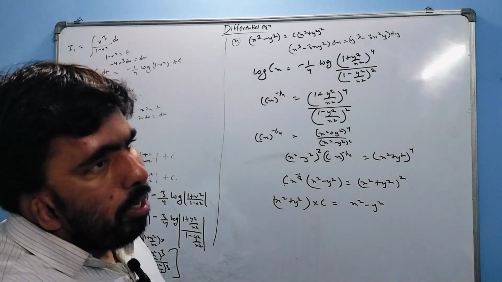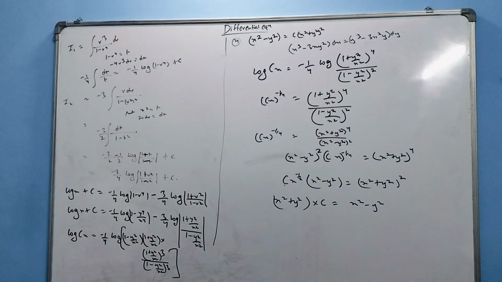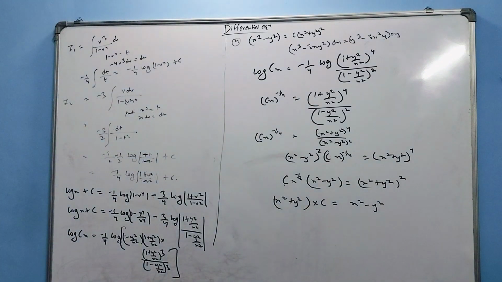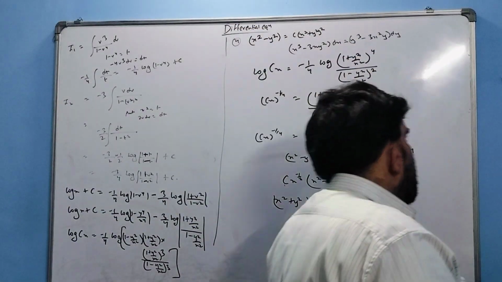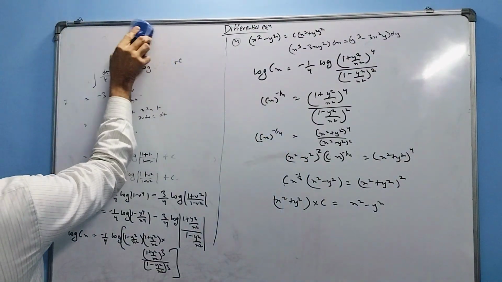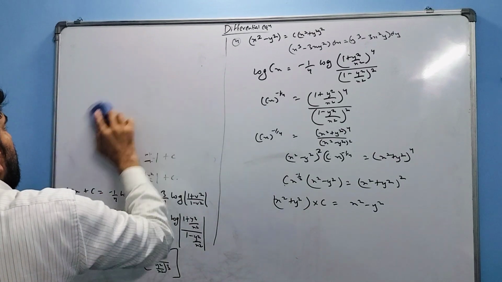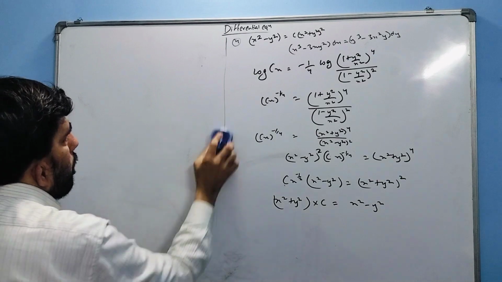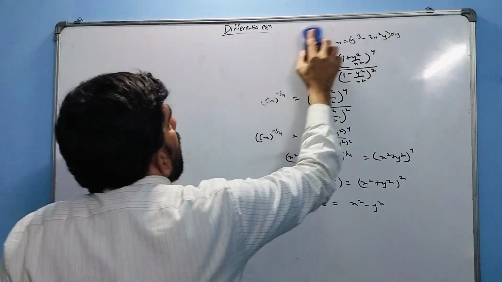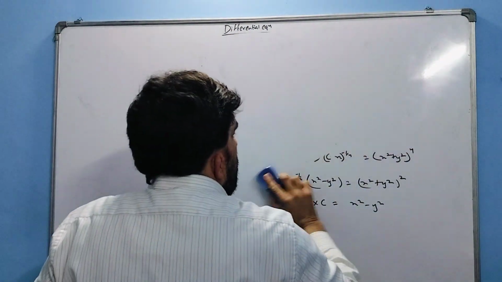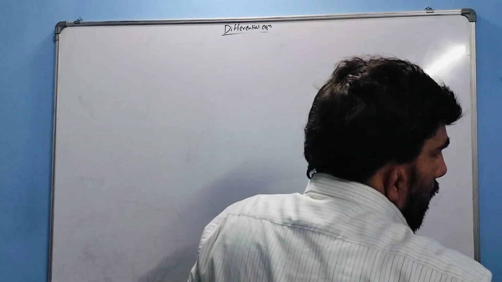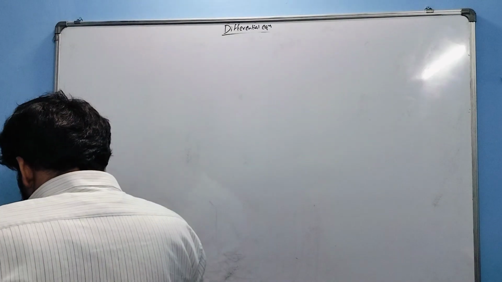Okay, so that is how we try to solve the numerical. Now let us try to solve the fifth question. Let us see what the fifth question they have given.